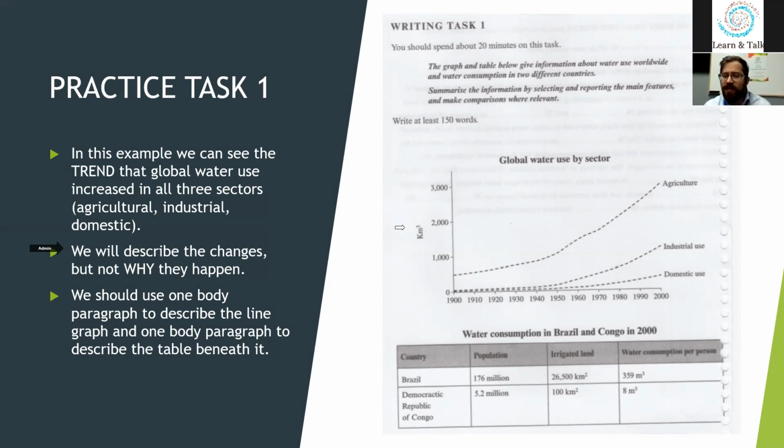And also notice that in this example, we actually have this line graph here, and we have a table. So we have to actually describe both of them. We should use one body paragraph to describe the line graph and one body paragraph to describe the table beneath it. Okay, and this is very important. Don't think you can just choose one and completely ignore the other. You do have to talk about both of them. Okay.